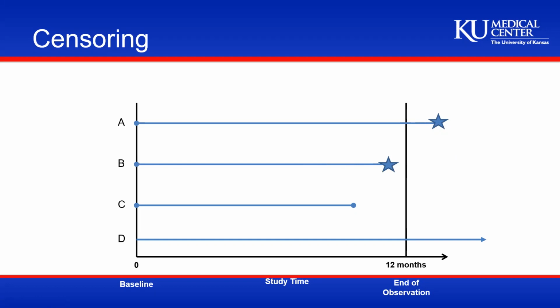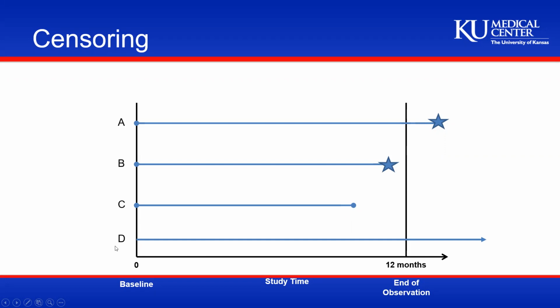indeed have the event. Participant C, let's say this is about 8 months, but then I lost them to follow up. So they could have had the event here, but I did not observe it because I wasn't actually able to keep in contact with this person. So they contribute, let's say, 8.5 months of survival time, and at which point they're censored.